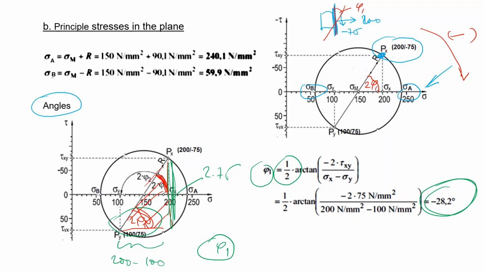Now, what do I know? If this is my starting reference orientation, I have to rotate clockwise by 28.2 degrees, or you call it minus, considering the direction of the rotation, and that will be my principal plane A.